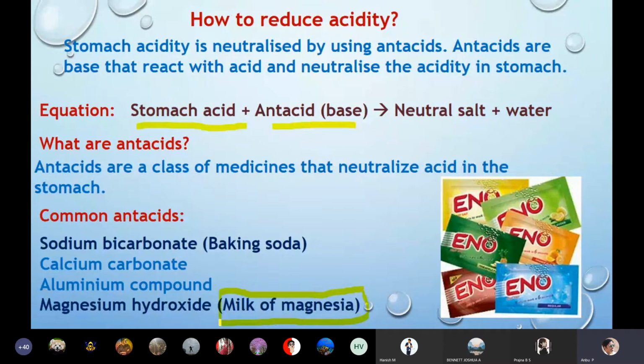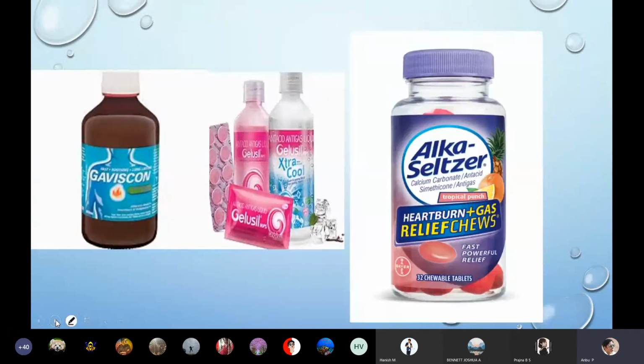Okay, so understand these are all the common antacids that are used. And milk of magnesia is nothing but magnesium hydroxide. These are some of the products available in the medical shop. Some doctors suggest Gaviscon and Gelusil. Gelusil is available in the form of tablet and in the form of syrup, and also Alka-Seltzer. These are a few common items commonly available in the medical shop.